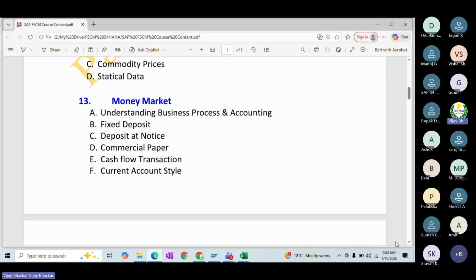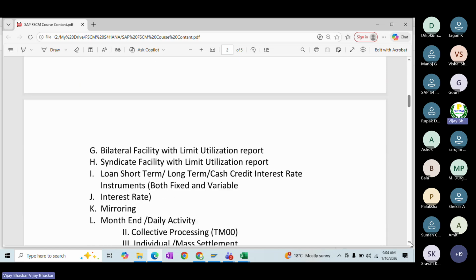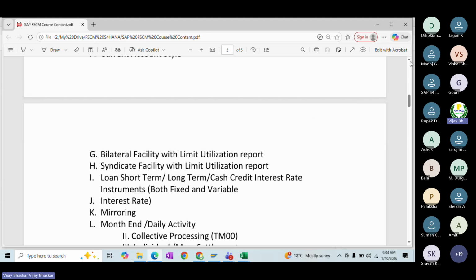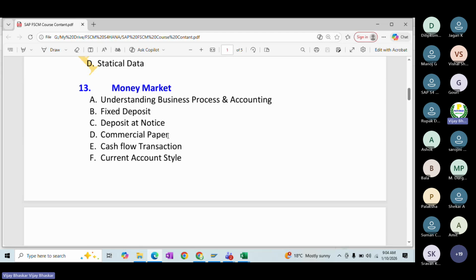current account style, these are the instruments and facility, bilateral facility, syndicated facility, short-term loan, long-term loans, interest rate instrument. These are all the topics which are there. But as per my past experience, these are the things which may not be required. I mean, commercial paper, yes, I have seen for one of the clients. Cash flow transactions, current account style, this may not be required, but we can see in the session.